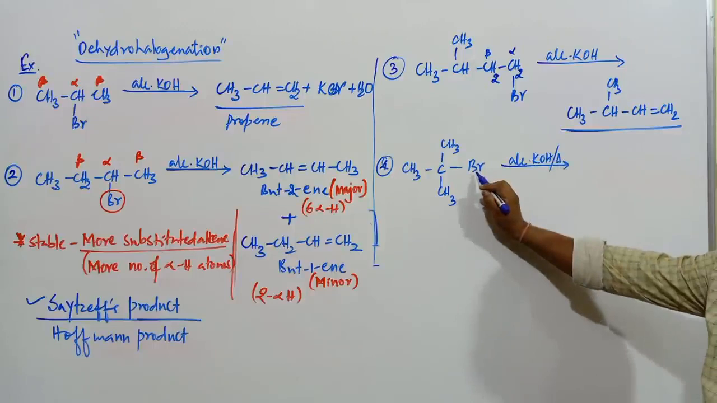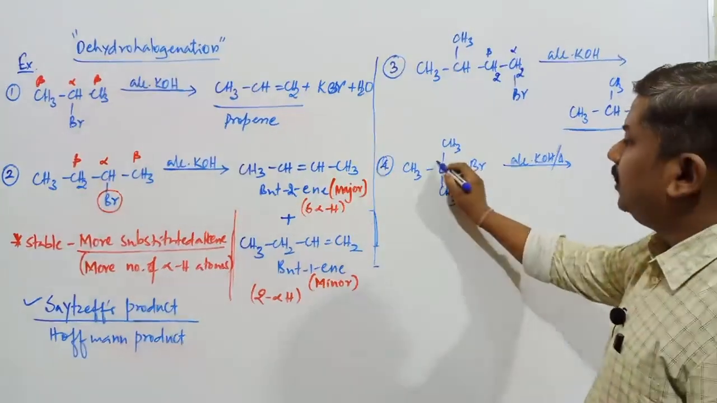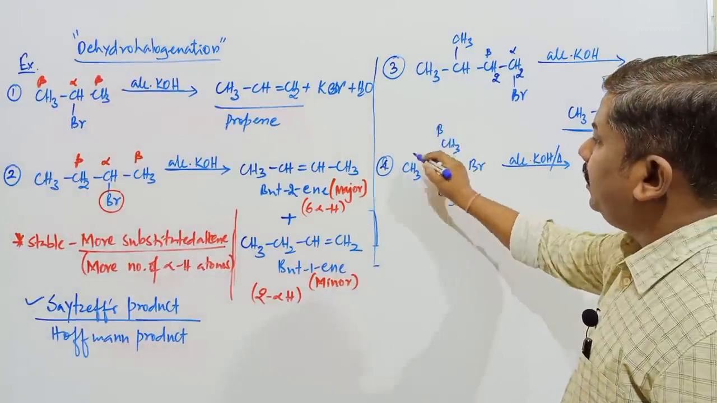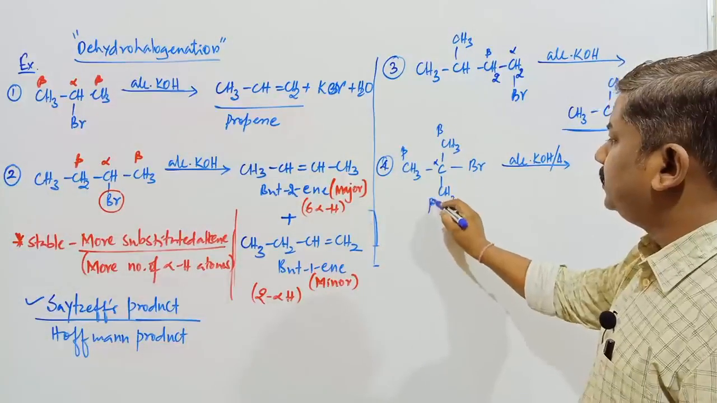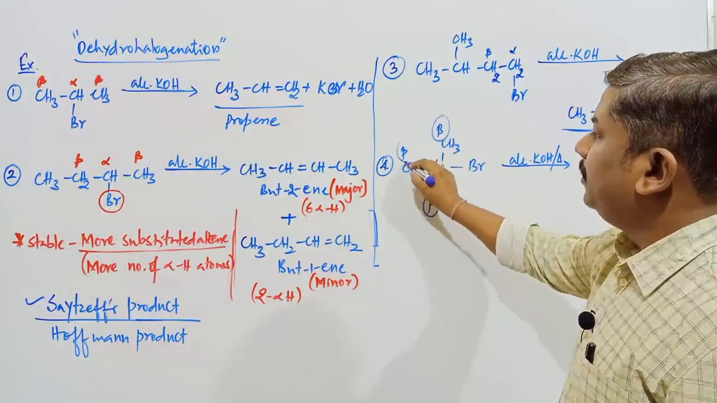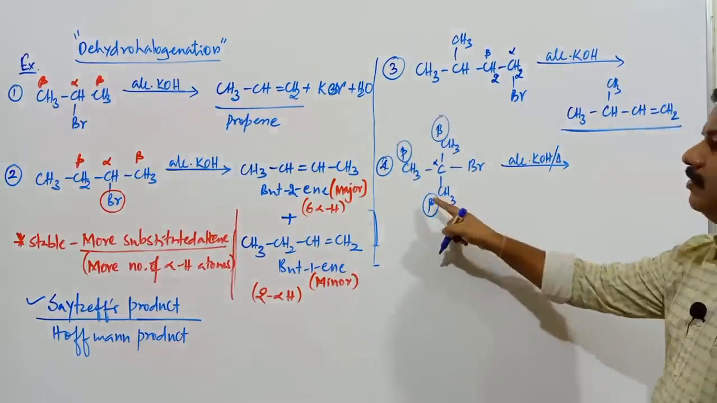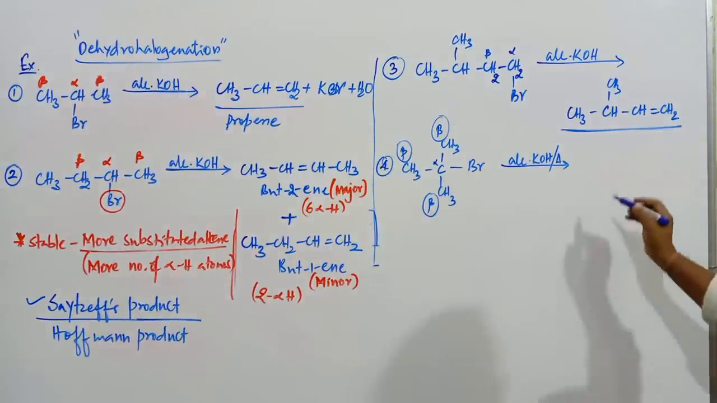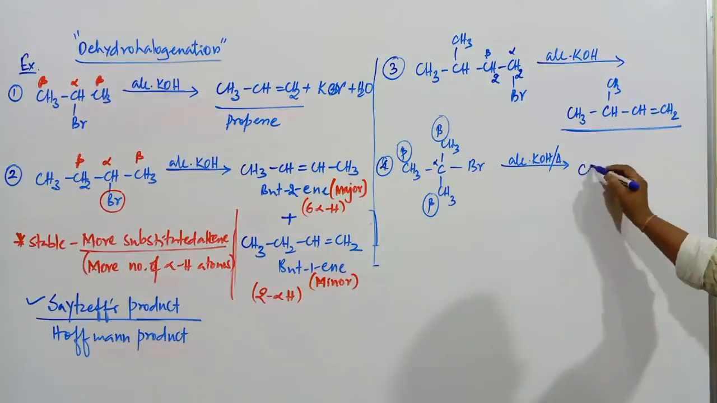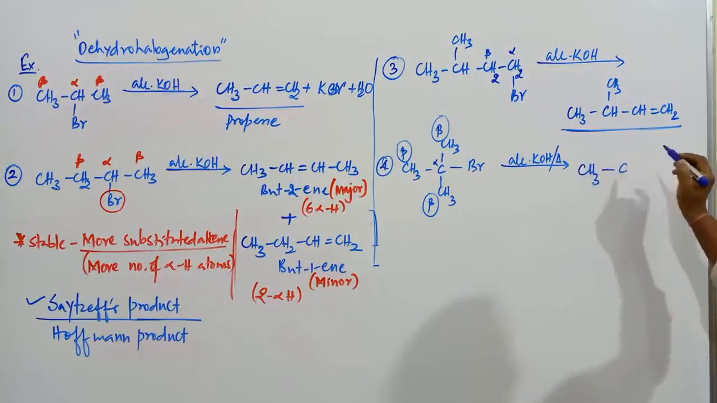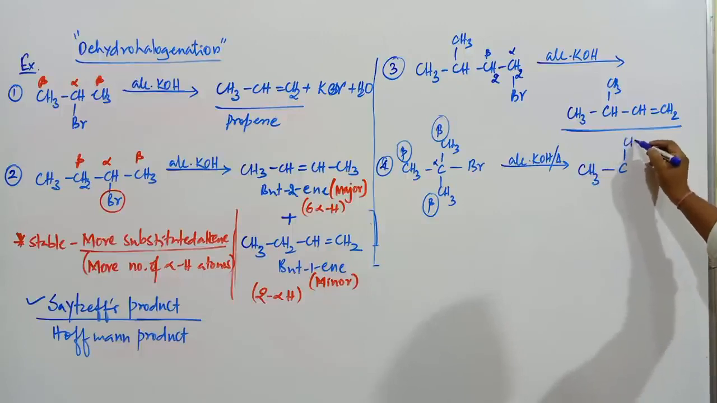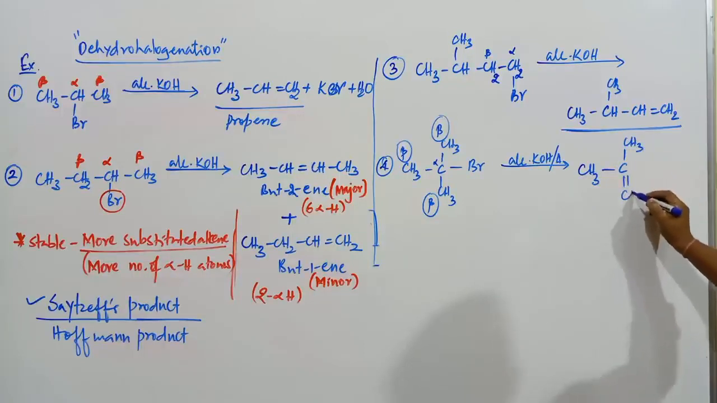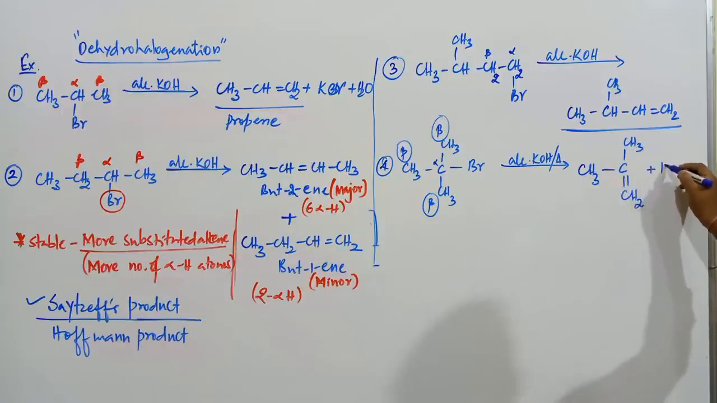Elimination of halogen takes place from this carbon atom, which is alpha, and these are all beta. Remember, elimination of a hydrogen atom takes place from any of the beta carbon atoms, and the halogen atom is eliminated from this carbon atom. So what's the product here? This is CH3, next one carbon, here I'll write CH3, and here this is a double bond CH2, plus KBr plus H2O.